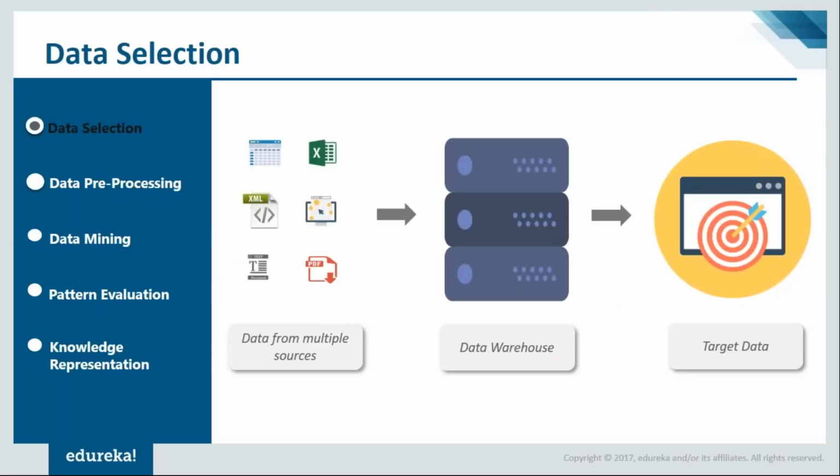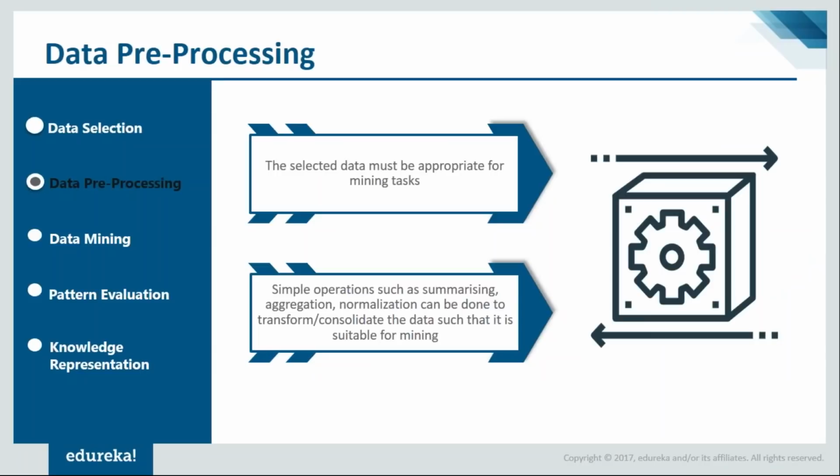We already know that data comes from multiple sources and that it is also available in multiple formats. So our first task would be to integrate all of this data and store it in one single location, which is the data warehouse. So we've integrated the data, stored it into a data warehouse. Now we can select one particular data set on which we would want to do our analytical tasks. The data selection has been done.